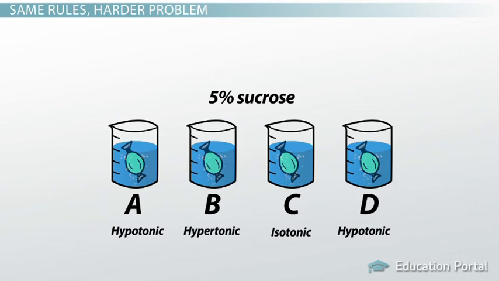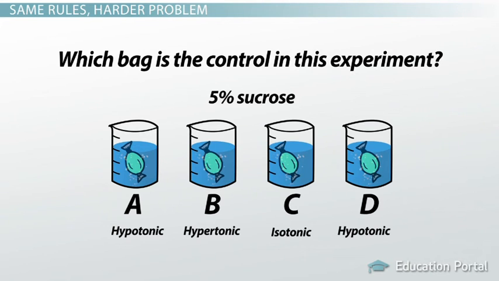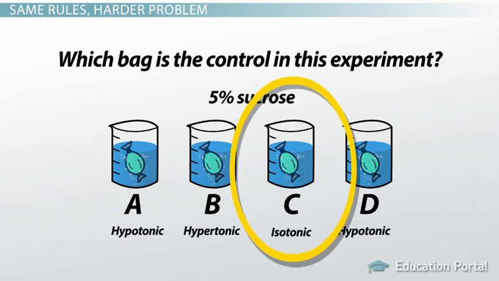It asks which one of these bags would be the control if we were testing diffusion rates. We know that the control in an experiment is supposed to be the one that experiences no variables. It provides a baseline against which to compare the other outcomes. Since bag C contains an isotonic solution, it wasn't meant to undergo any net diffusion. Bag C was the control in this experiment, so we'll pick C.